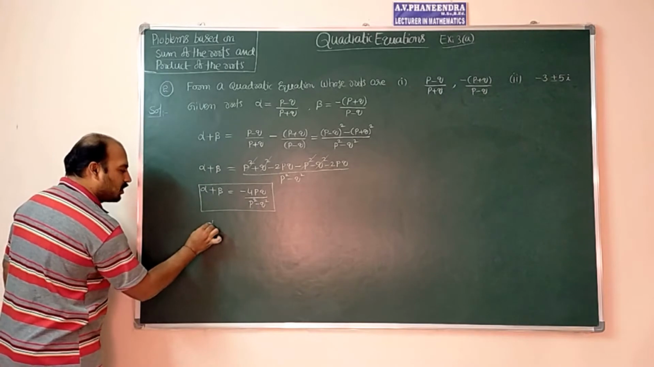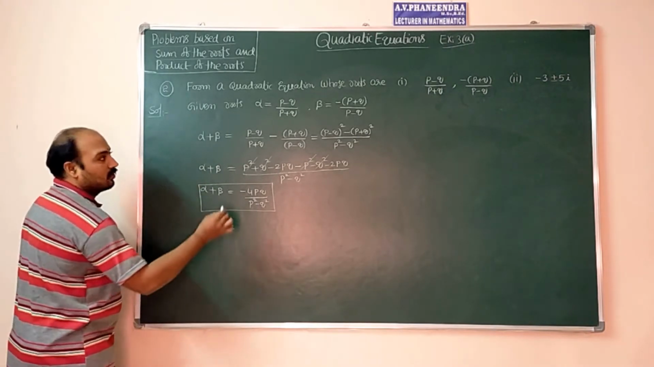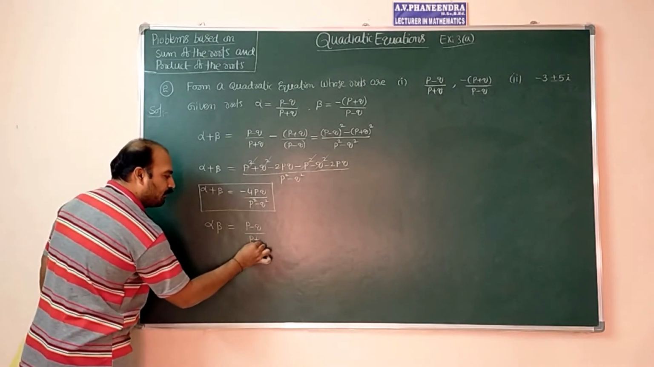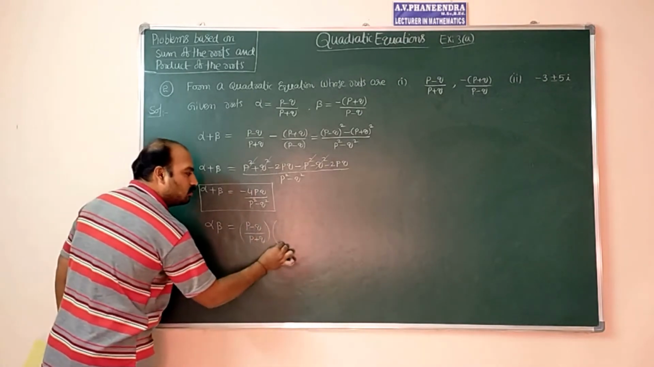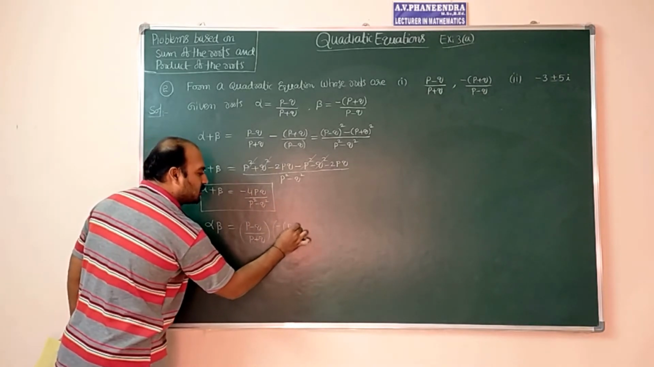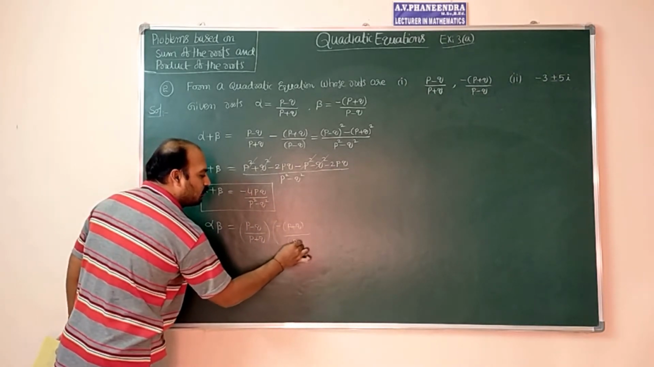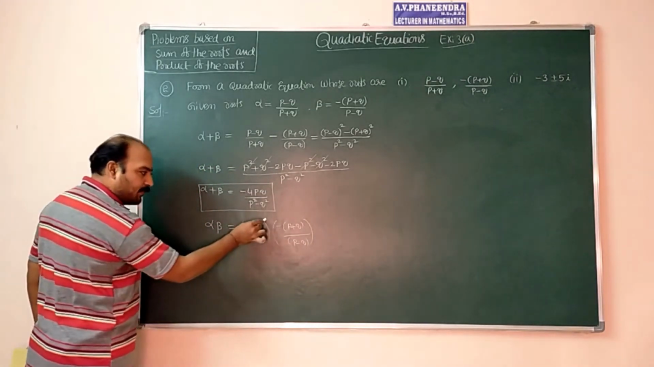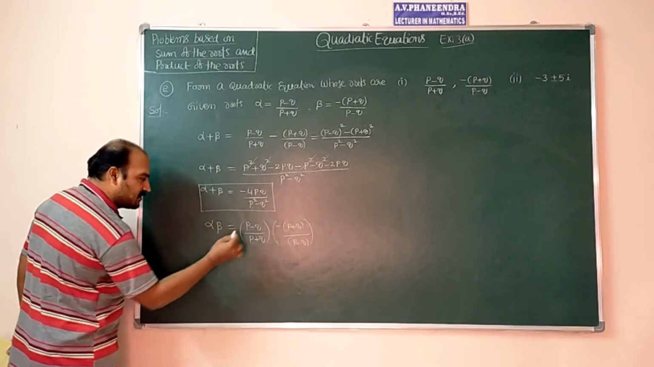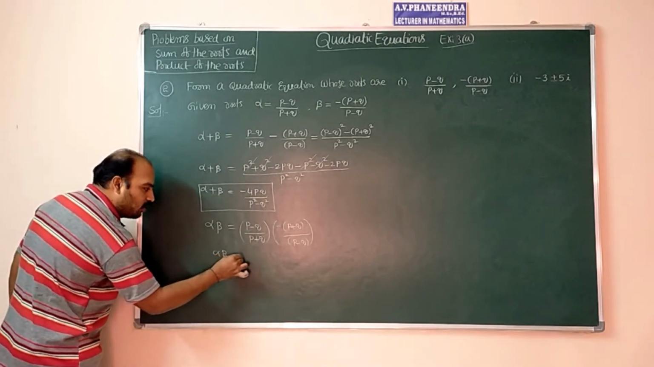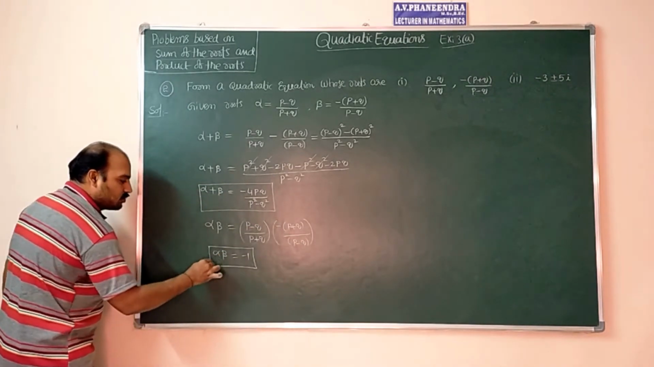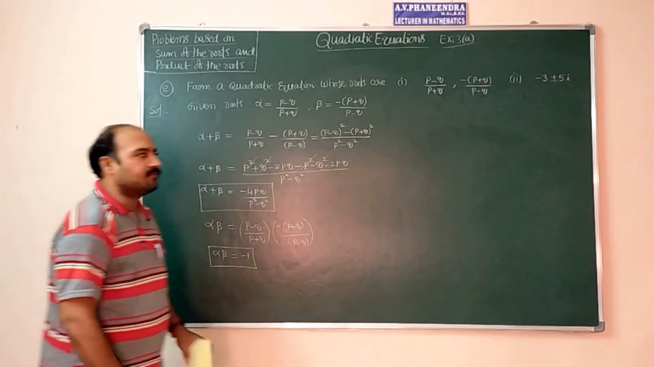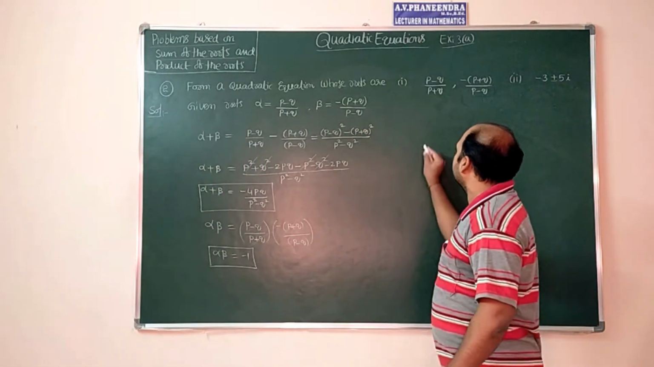Next, product of the roots, alpha into beta. So p minus q divided by p plus q into minus p plus q divided by p minus q. So p plus q gets cancelled, p minus q gets cancelled, minus is there. So alpha beta equal to minus 1. After getting the values of sum of the roots and product of the roots, we write the required equation.